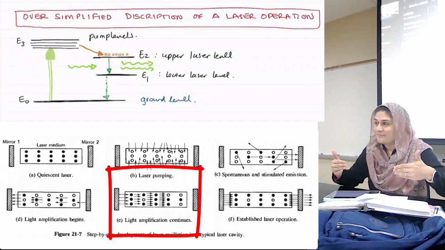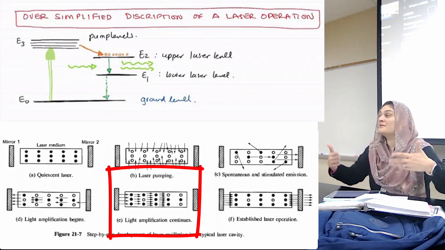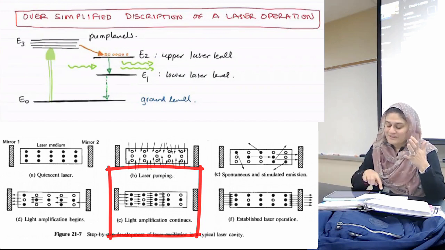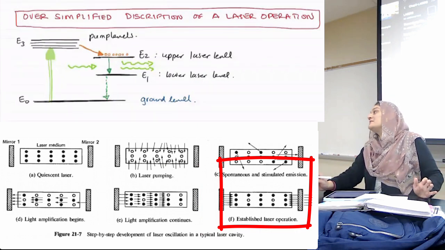And then the last one is E, where more of these photons are produced in the right direction, and they are amplified and resonated, right? They become bigger and bigger and bigger. And eventually, established laser operation is when the light comes out. That is also called a steady state.